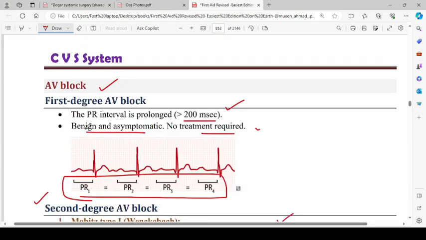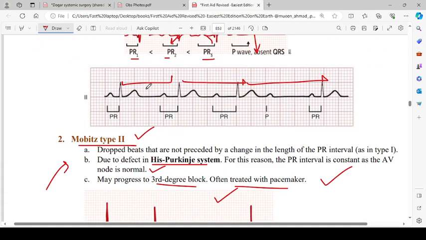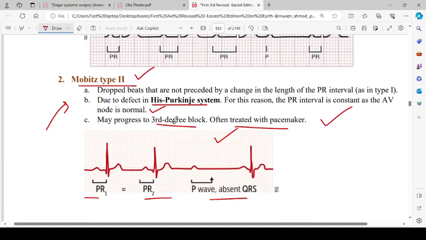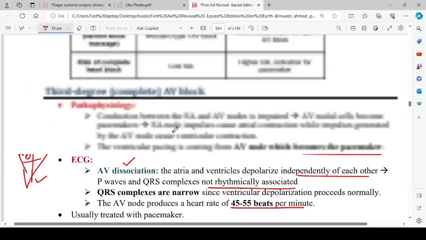So let's revise the types of heart blocks we have just studied. In the first degree AV block, there is just PR prolongation, a fixed but prolonged PR. In the second degree heart block, in Mobitz type 1, there is progressive prolongation of the PR interval until the beat is dropped. Then we have Mobitz type 2, in which there is a fixed PR interval with a dropped beat. This one is more dangerous. Then the type 3 is when there is AV dissociation.